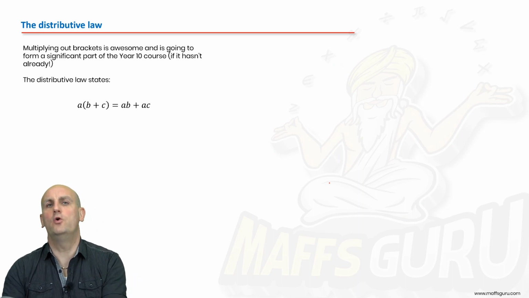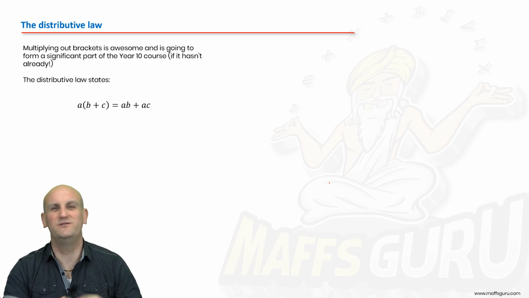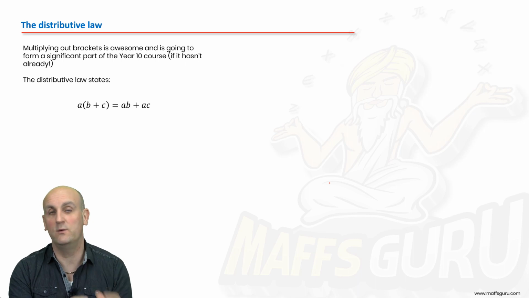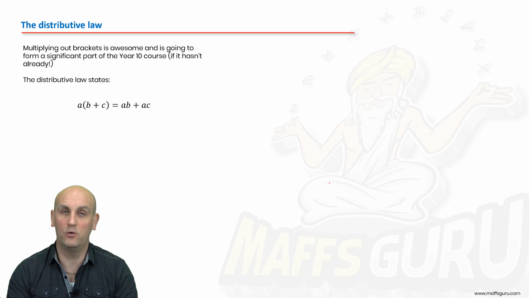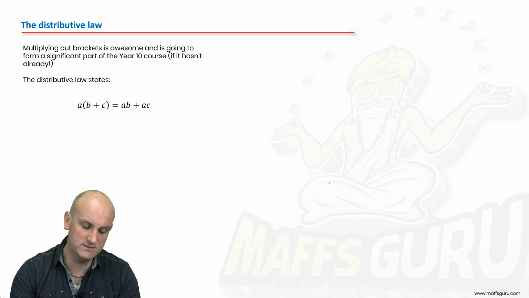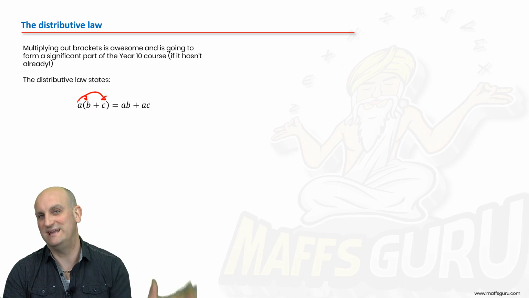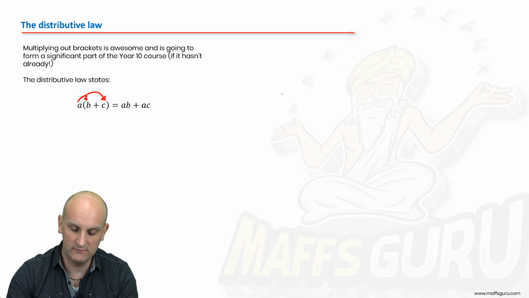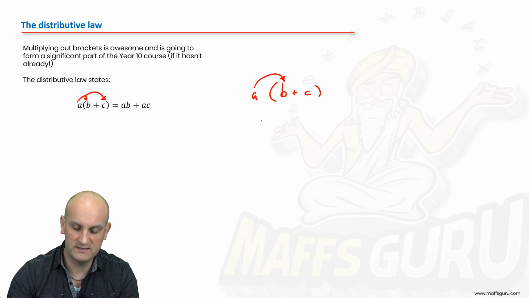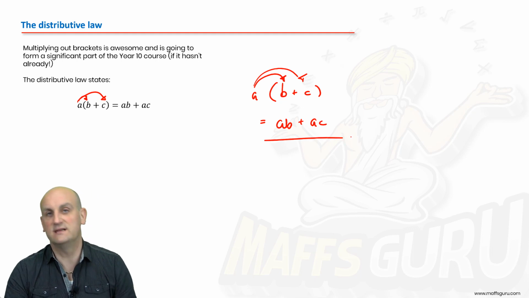The distributive law is awesome because you should have been doing this in year 9, and depending on where you are in year 10, you may have already been doing this with quadratics or factorizing or expanding brackets. So the distributive law states, if you have a set of brackets, whatever is outside the set of brackets must multiply everything inside that set of brackets. So what we're saying here is we've got B plus C times by A. The A multiplies by the B, which gives me AB, and the A multiplies by the plus C, which gives me plus AC, and effectively that's the distributive law.